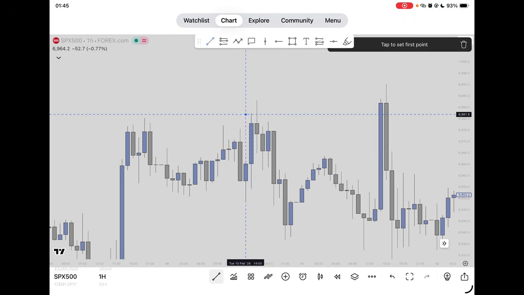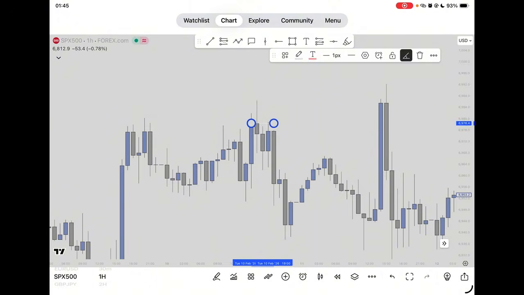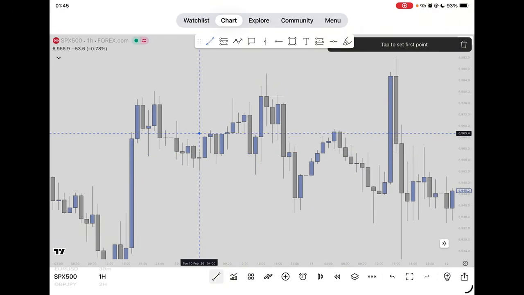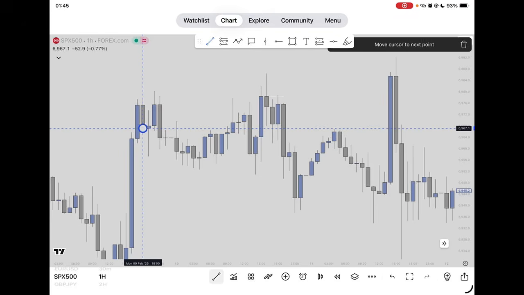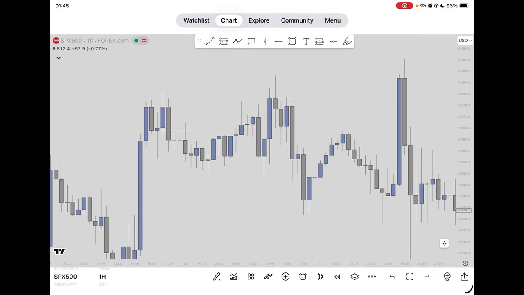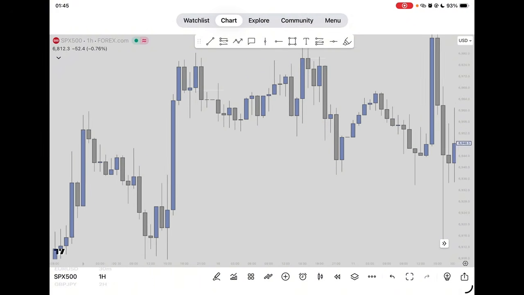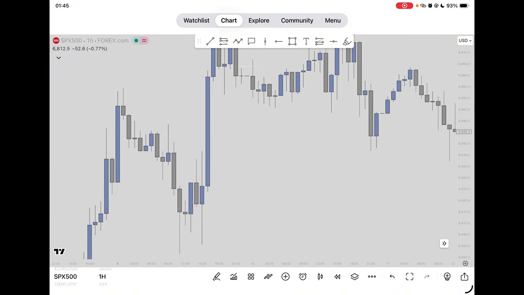Right here, A shape was used as what? Resistance. Right here, V shape was used as what? Support. It keeps on going on like that.